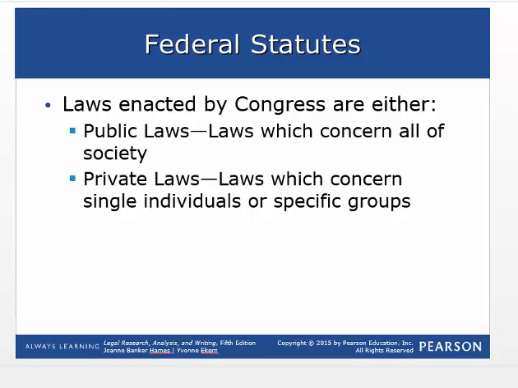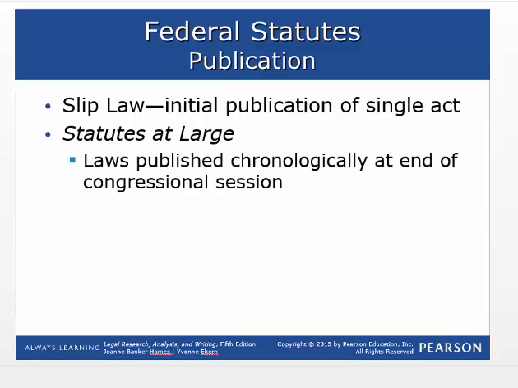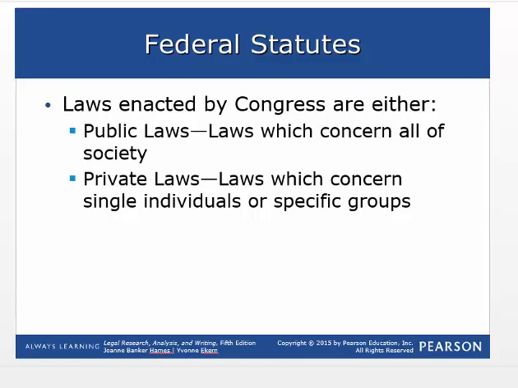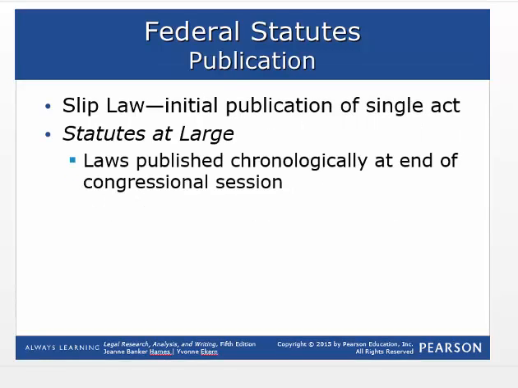Federal statutes and state statutes are passed by the federal Congress or a state legislature. They can be public laws that affect all of us, or private laws concerning individuals or specific groups. Public laws are more like laws that affect water rights, but there can be private ones as well.